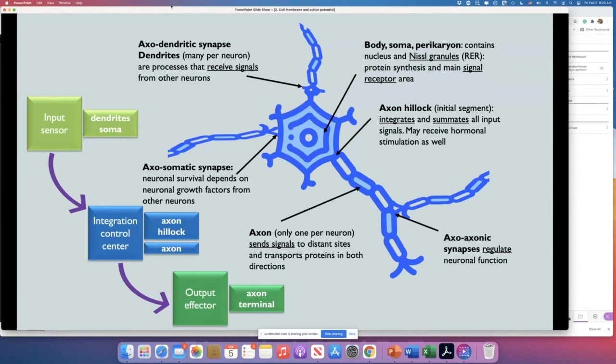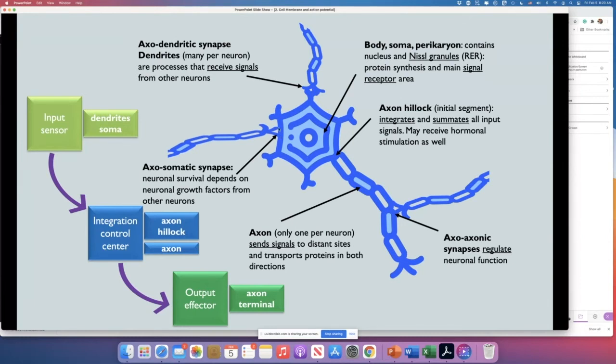You have here the classification of these synapses. For example, this type of synapse up here is called an axodendritic synapse. This neuron is receiving information from another neuron through one of its dendrites. There can be many dendrites per neuron, and they normally receive signals. On the left side, we have an axosomatic synapse, a synapse occurring in the body, the soma, of the neuron.